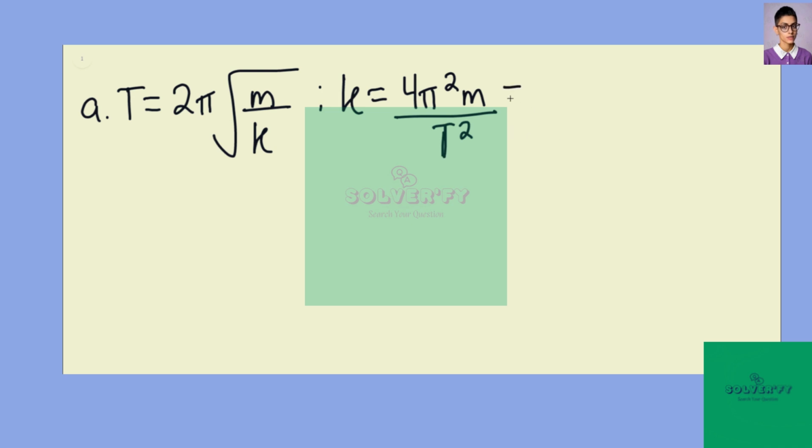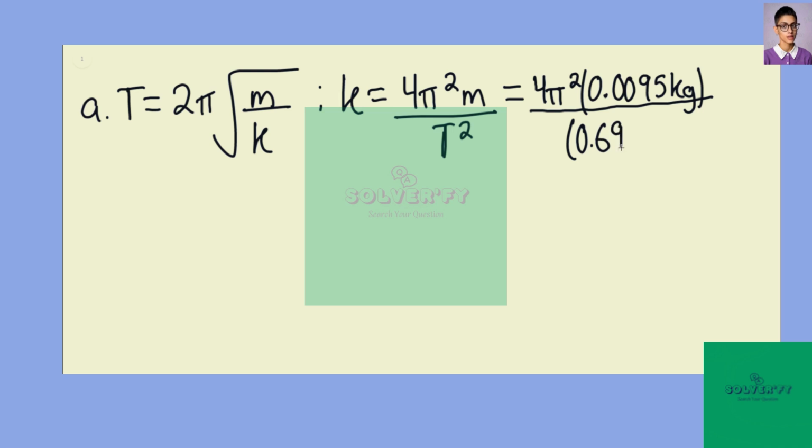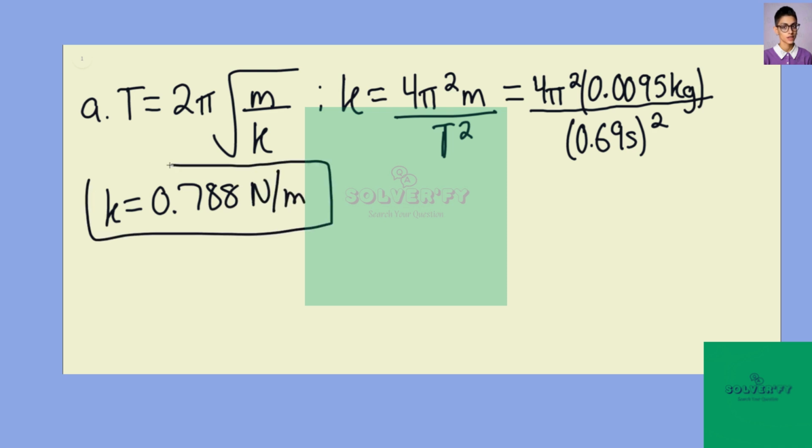We can solve and say that this is going to be equal to 4 pi squared times the mass of 0.0095 kilograms. And then this will be divided by the period squared, so (0.69 seconds) squared. And we find that the spring constant is going to be equal to 0.788 newtons per meter. This would be our final answer for part A.